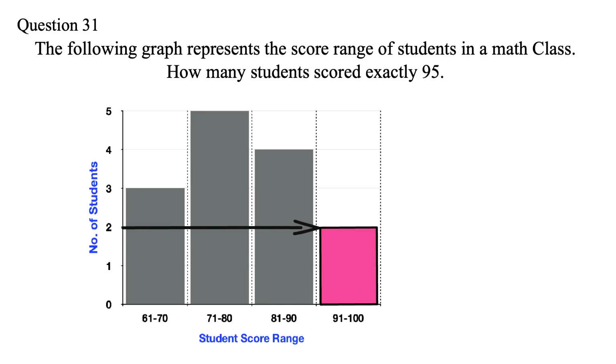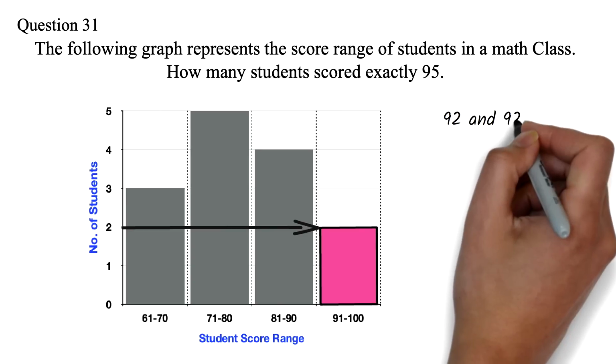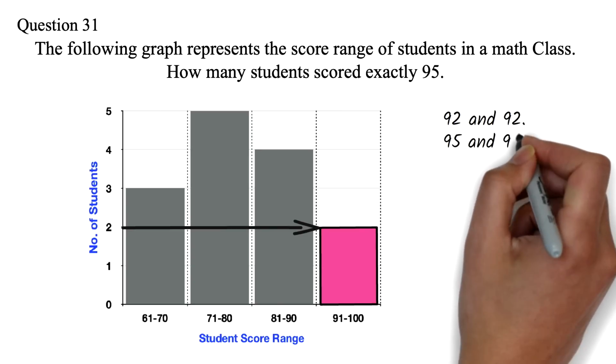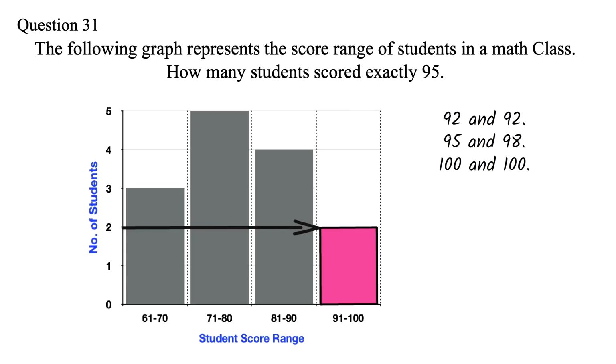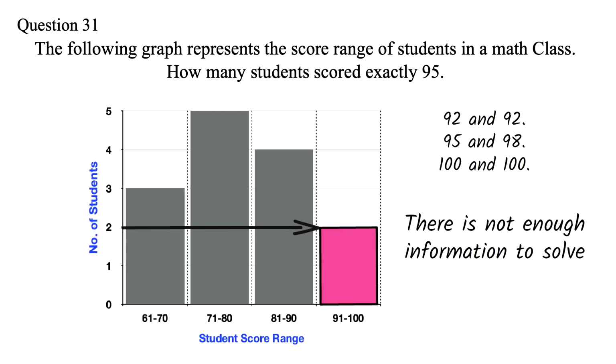This is wrong. A range doesn't tell you the exact values within the range, so the 2 students who scored between 91 and 100 could have scored 92 and 92, or 95 and 98, or 100 and 100. So the answer is, there's not enough data or information to answer the question. Please watch out for a little trick question like this. Pay extra attention to your graphs.